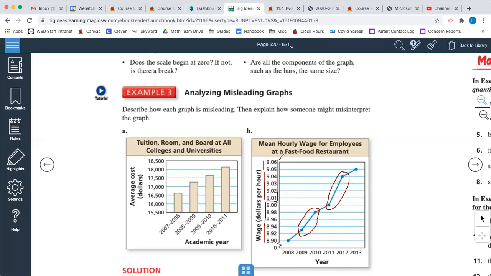The scale must be consistent. On our previous example, the scale consistently goes up by $500. It starts at $15,500 and it goes up by $500 at each increment. In this example, it goes up by 2 cents and then goes up by 1 cent at the end. So that's the way in which this graph is deceptively or incompetently put together.